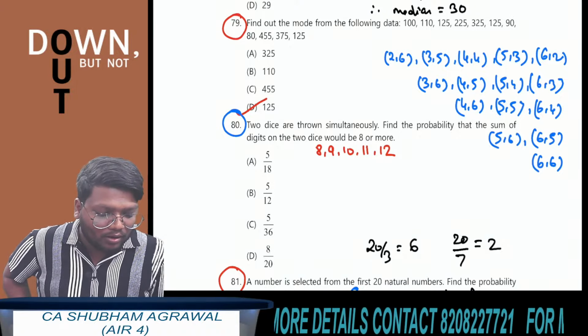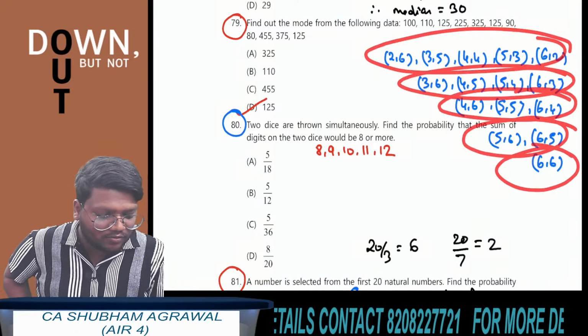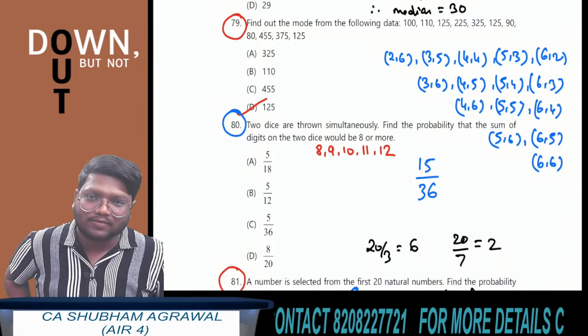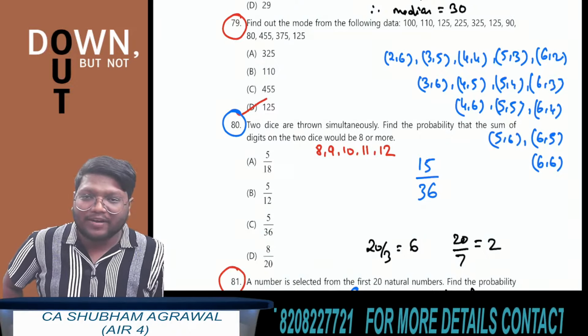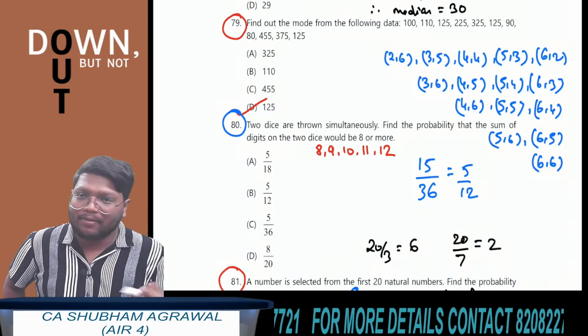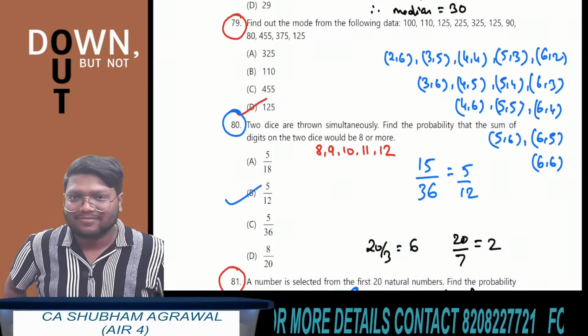The number of favorable outcomes is what? 5 plus 4 plus 3 plus 2 plus 1, which is what? 15. Number of favorable outcomes is 15 and total number of outcomes is what? 36. Okay, if we are rolling 2 dice simultaneously, then total number of outcomes is what? 36. So 15 divided by 36. We can write it as 5 by 12. 3 multiplied by 5 is 15 and 3 multiplied by 12 is 36. 5 by 12. Which option is correct?